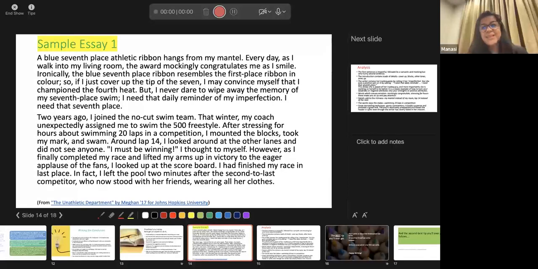Now, if you see this essay, the first sentence is so impactful. It is followed by a very sarcastic and mocking, but very funny second sentence. Remember what I said about humor? Now, this kind of humor, which is very self-deprecating, does not annoy or hurt anyone else. See the first sentence, a blue seventh place athletic ribbon. Now, who in the world really celebrates coming seventh in anything, in a race or in any athletic meet? We all know that the first three places are the ones that count. Maybe if you get the fourth or the fifth place, that's probably relevant, but definitely not a seventh place.